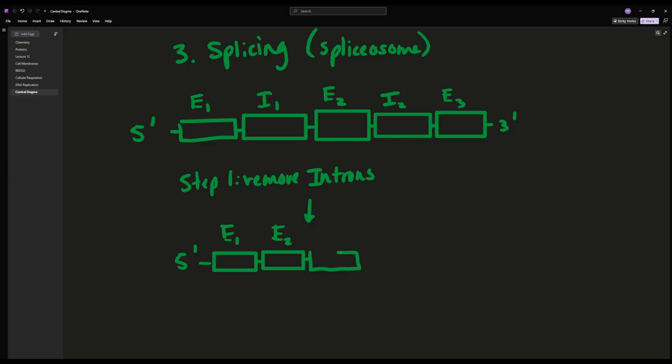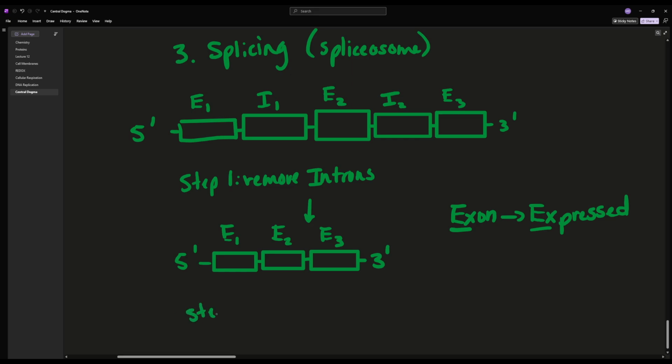So this can be kind of confusing. A lot of students see intron and think it gets kept in, but in reality, we're looking for what gets expressed or what gets shown. And those are the exons. So think exon is expressed. The introns are cut out. Okay, so this is removing the introns. Step 2, which technically they'll occur at the same time, but I'm just going to break it down into steps.